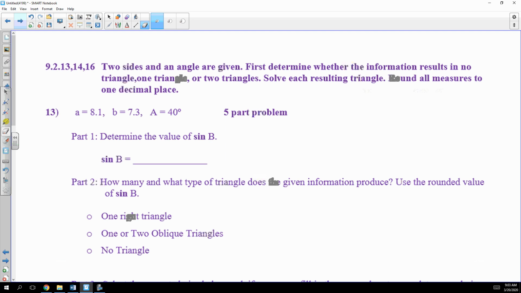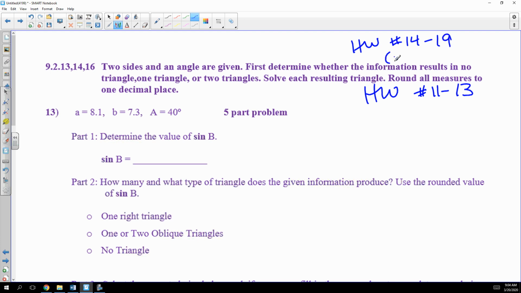Okay, so on the next example, this is number 13 over here on the next page. This will be like homework questions, numbers 11 through 13. It also actually will include a little bit for homework numbers 14 through 19. You are not asked for sine B first, but you still need to figure that out in order to be able to answer those questions. Okay, so we want to find the value of sine B.